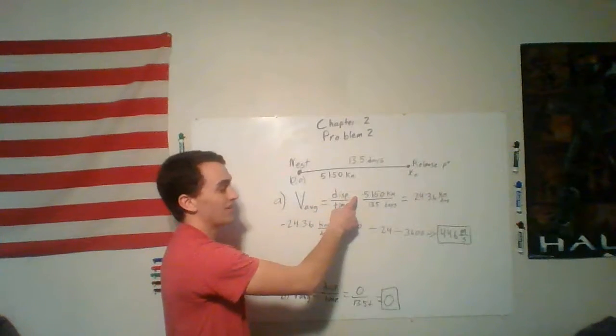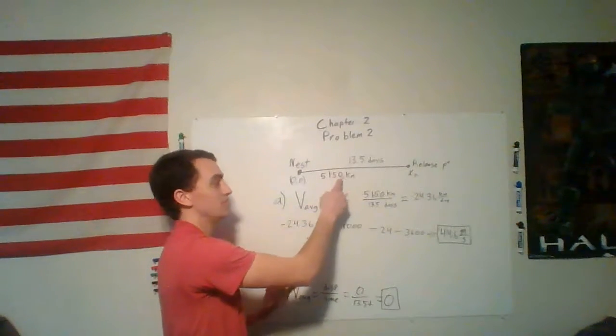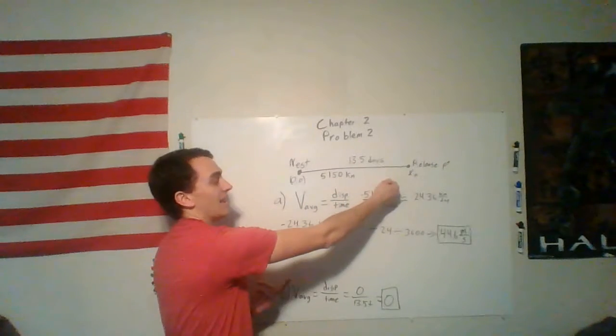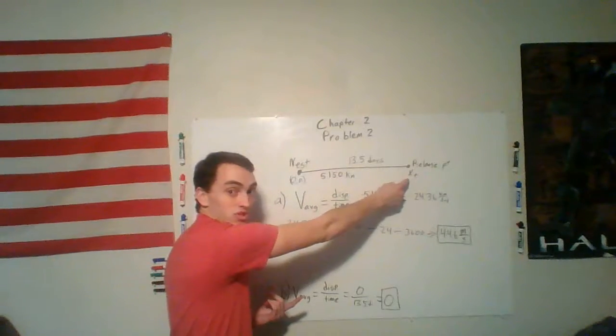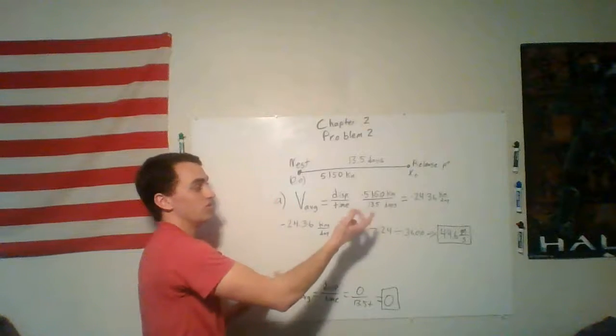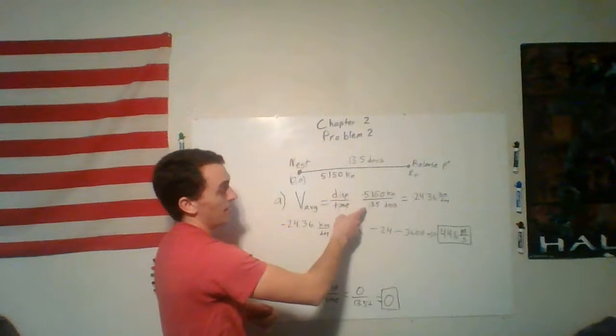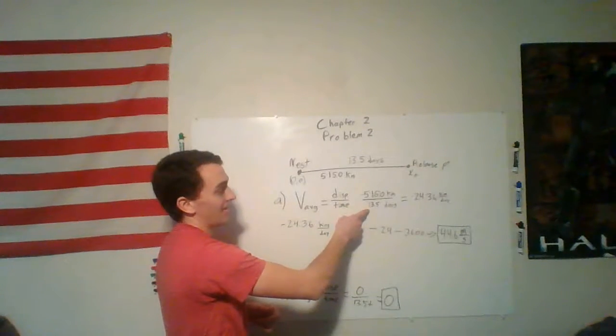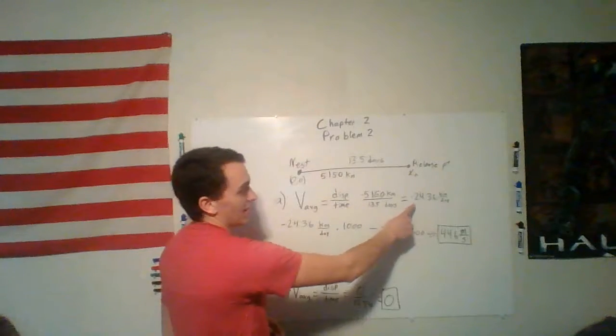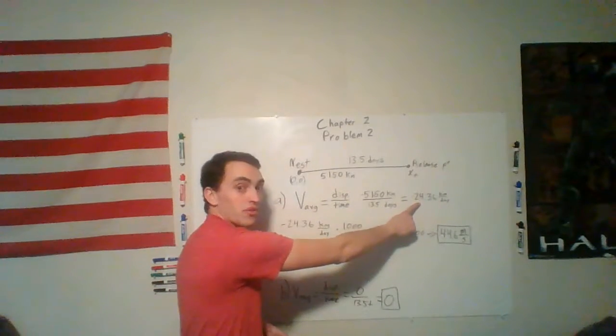So we have negative 5,150 kilometers, negative because we're heading from the release point, which is positive, to the origin, which gives us a negative displacement. Over a course of 13 and a half days, do the math in a calculator, you get negative 24.36 kilometers per day.